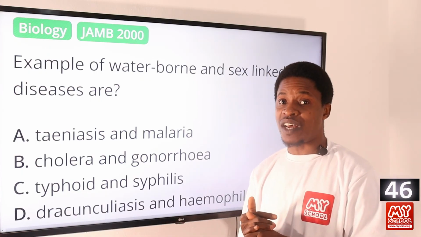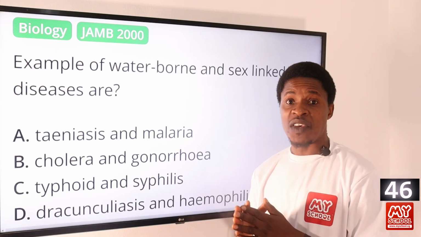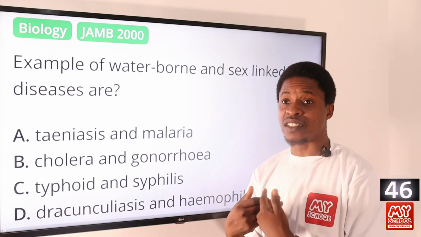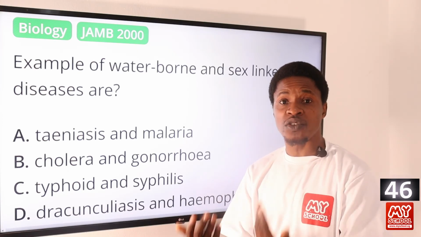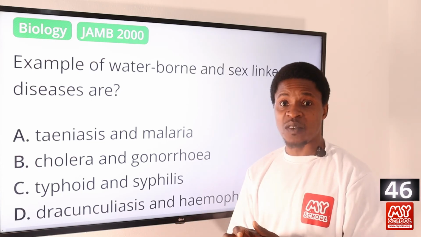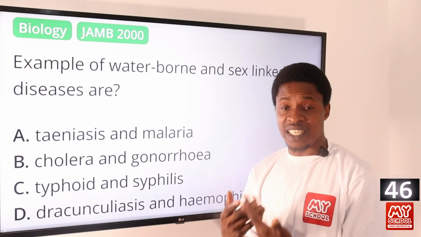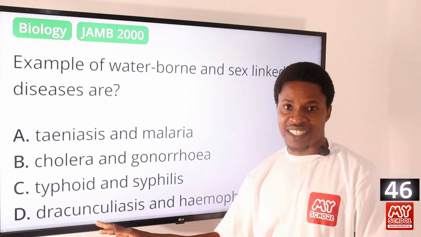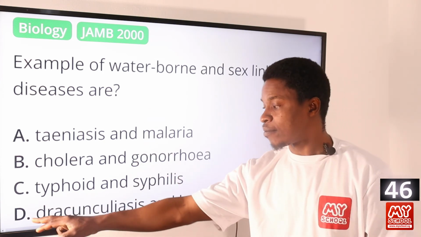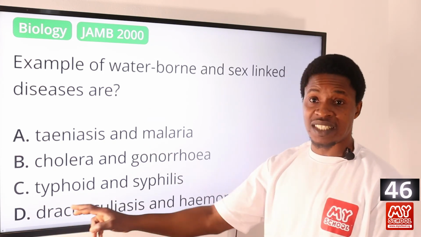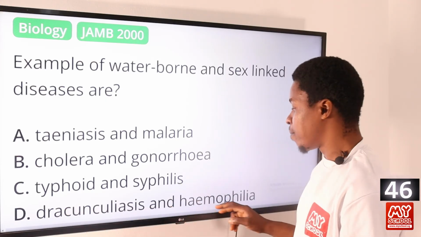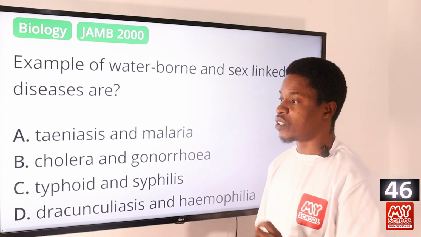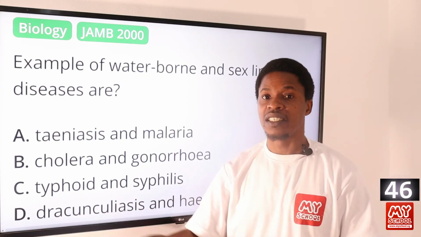So we have option D, dracunculiasis. That is actually a guinea worm infection. It's a parasitic infection caused by the guinea worm, and it is gotten when one consumes water infected with water fleas. That is the disease that is caused. This is a waterborne disease. And then we have hemophilia, which has to do with the blood. I said earlier that this is a sex-linked disease. So the correct answer here is option D.